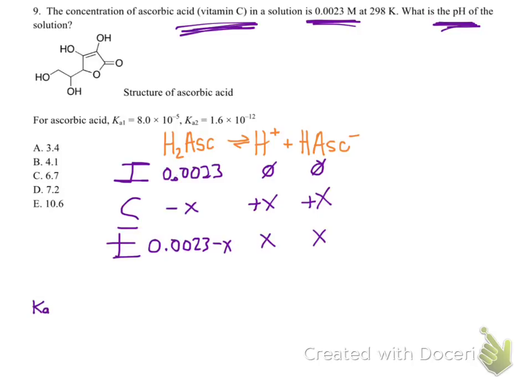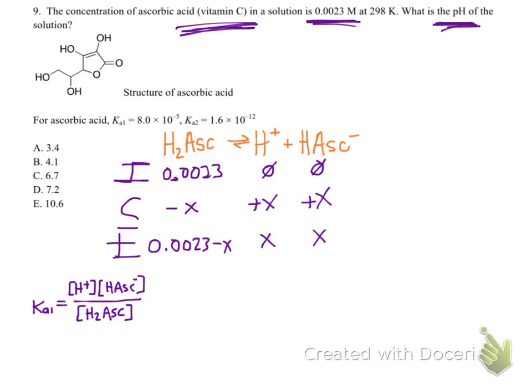Ka1, since this is the first dissociation, is equal to the concentration of H plus times, we're just abbreviating the ascorbate as HASC rather than writing out the entire thing, all divided by the initial concentration of ascorbic acid.